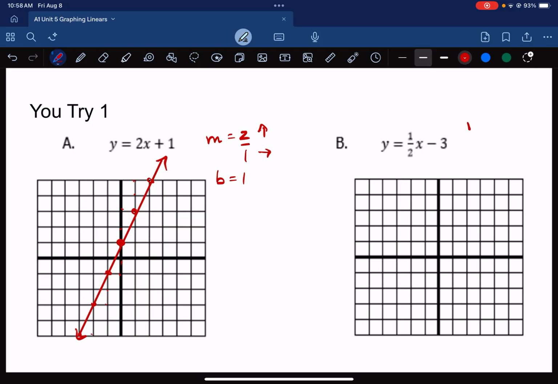For this one, the slope is 1/2, and the y-intercept is -3. So I'm going to go down to -3. My slope tells me up and right. Up 1, right 2, up 1, right 2, up 1, right 2.